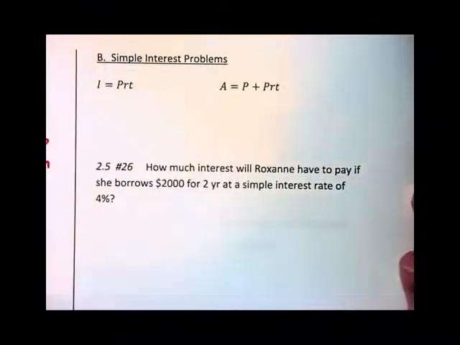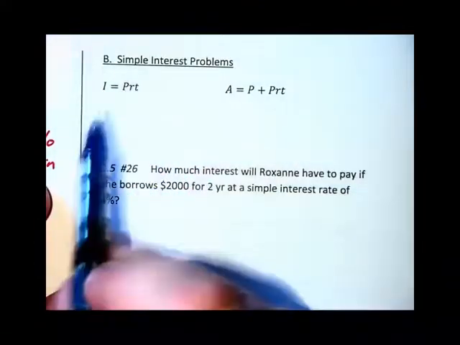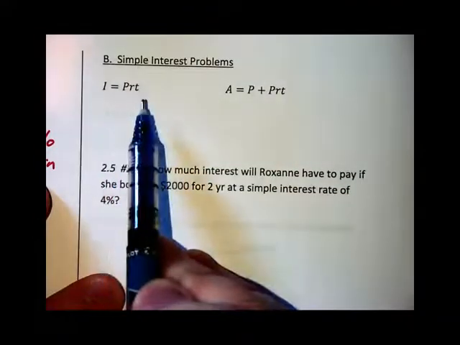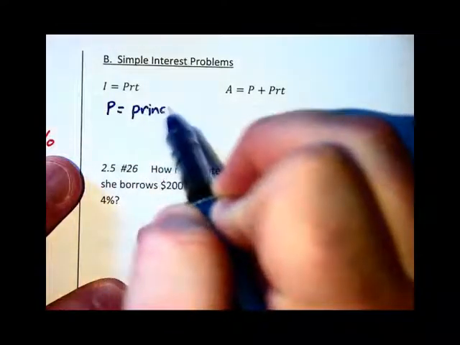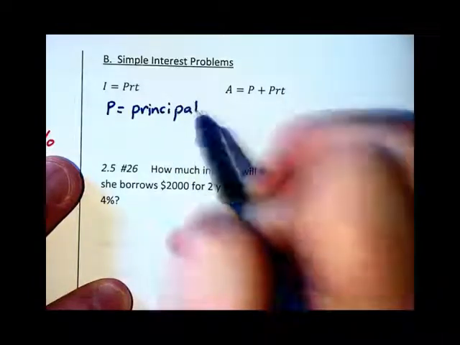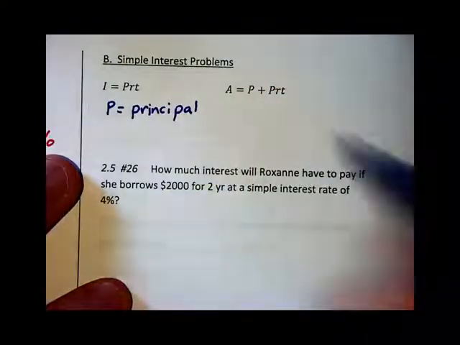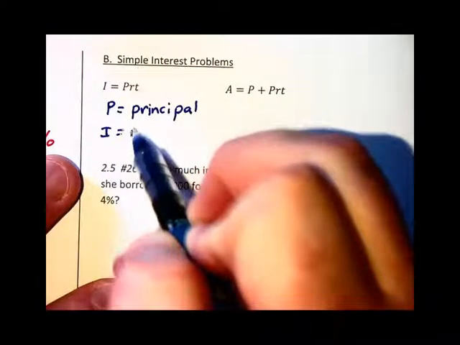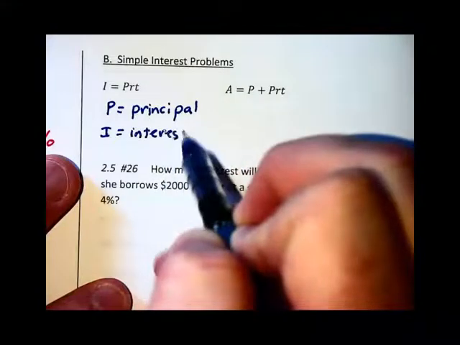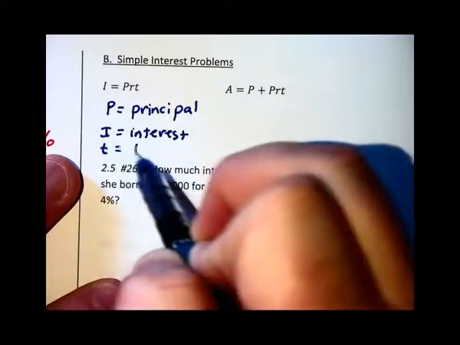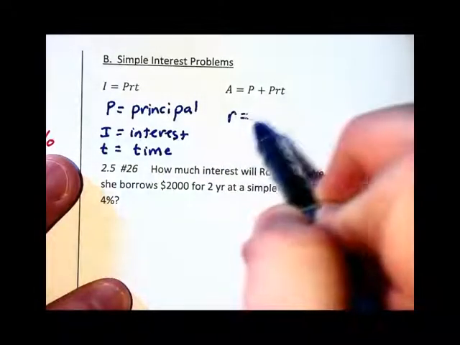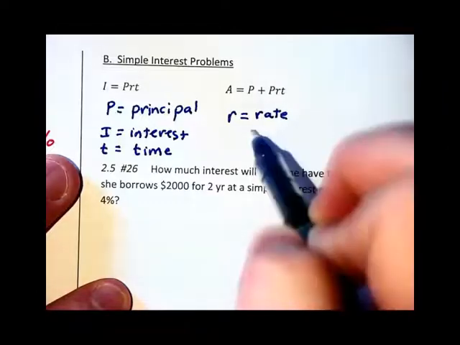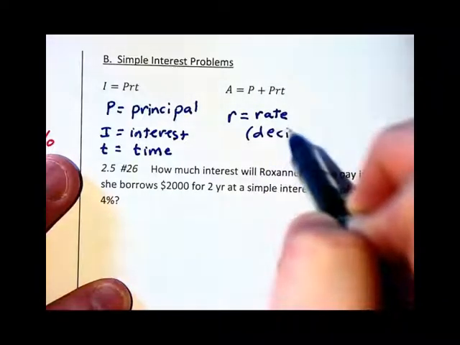Now let's deal with some word problems involving these. Interest is equal to principal times rate times time. P, for principal, is the amount of money that you are either investing or borrowing. It's the lump sum you begin with. I is going to equal your interest. T is going to be your time in years, unless you are told otherwise. And R is going to equal your rate, and that's going to need to be in decimal form.